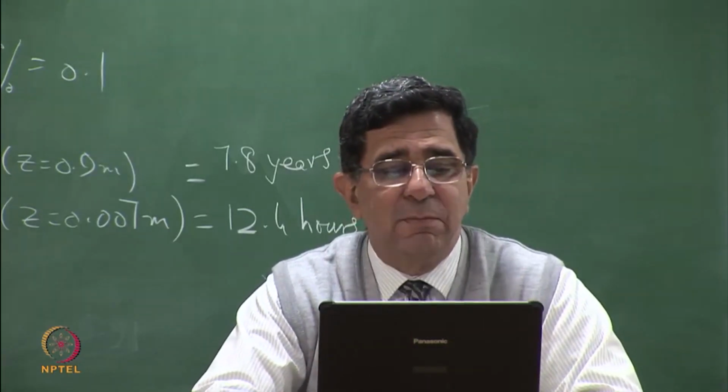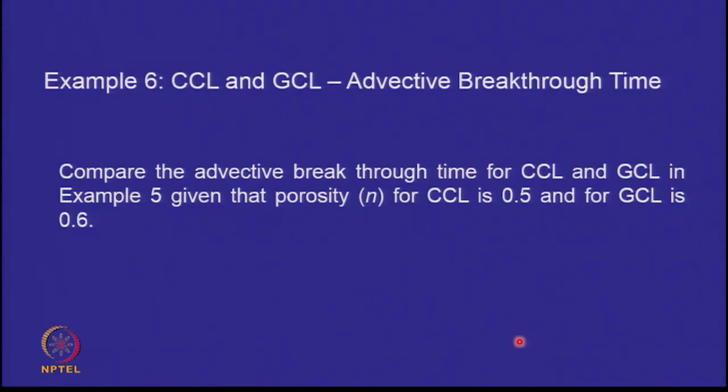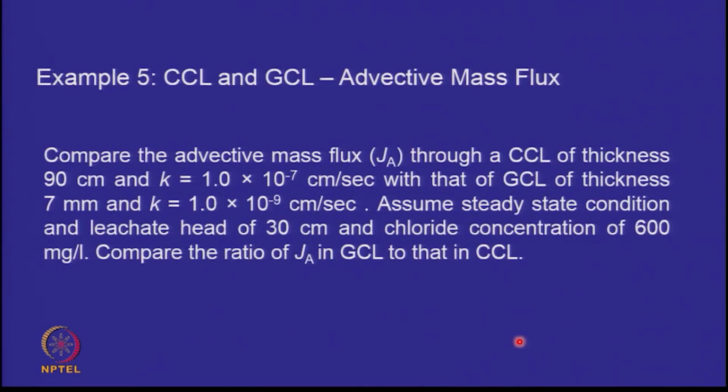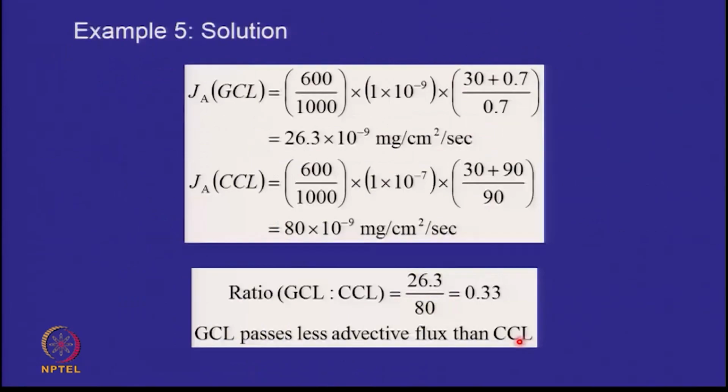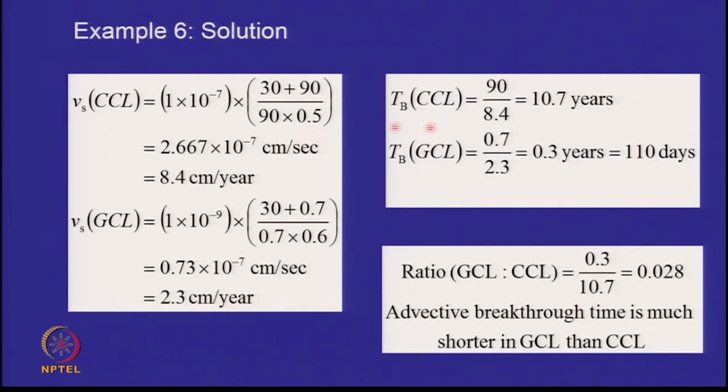Let's just go back to these examples. The first thing we wanted to know was comparison of the advective mass flux, and what we found was that compacted clay liners had more, about 3 times that of the GCL. But if you look at the breakthrough time, there was a huge difference. This was 10 years and this was 0.3 years. So there was a factor of safety of about 30, which was different.